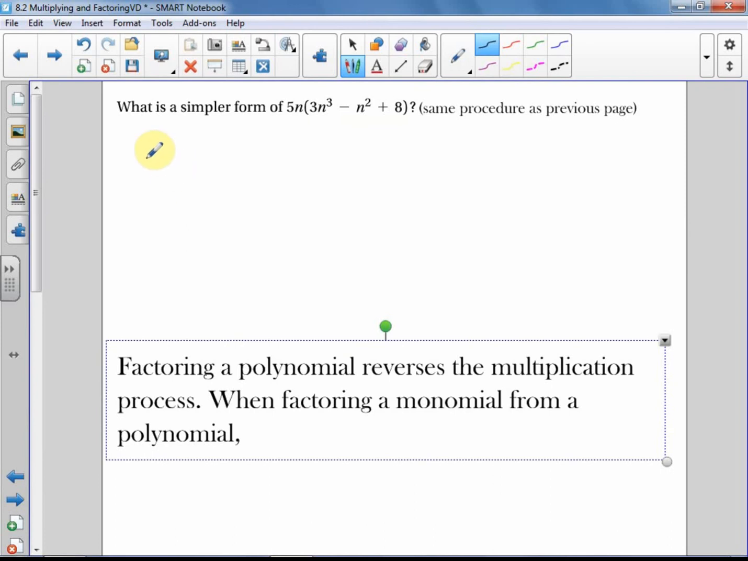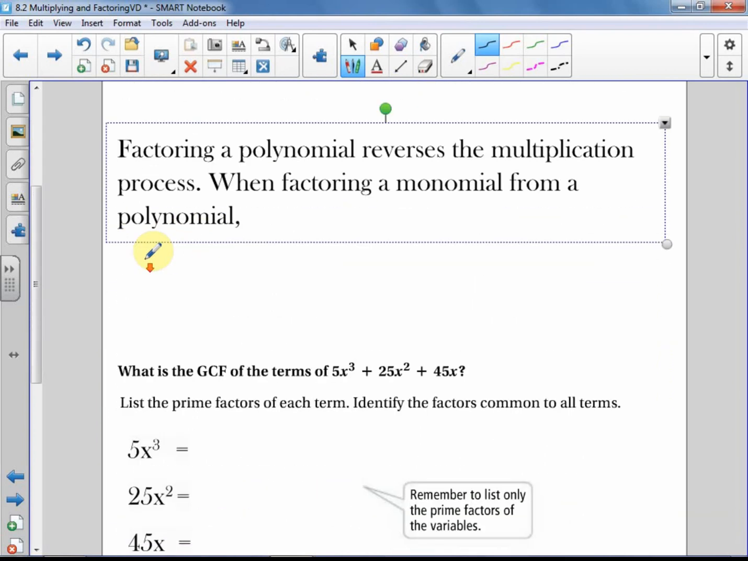We have another example. You probably guessed that you're going to have to do a couple of these on your own. This is one of them. So, use the procedure that we used on the first page to find the product of 5n times the polynomial 3n cubed minus n squared plus 8. So that is multiplying monomials and polynomials.